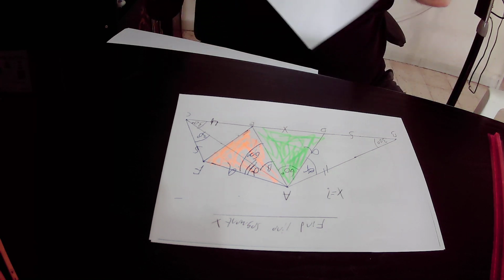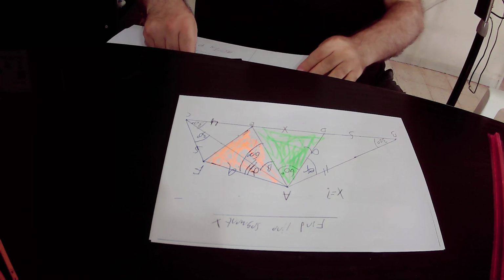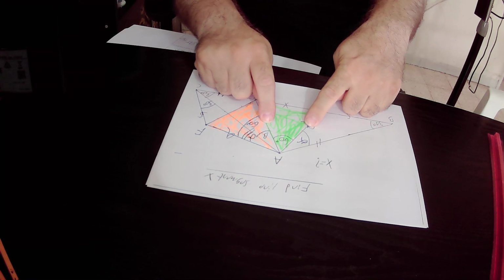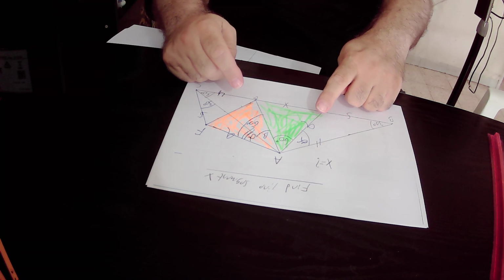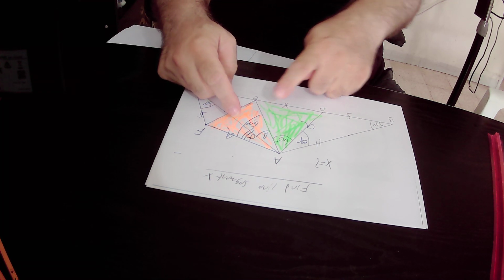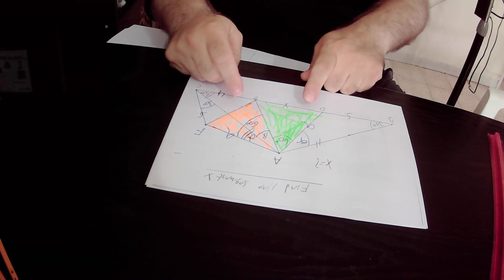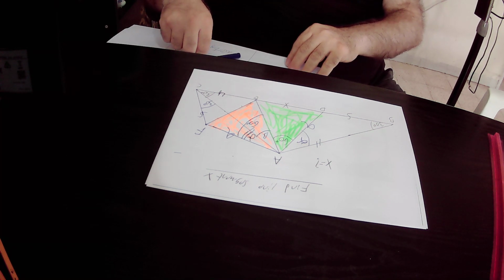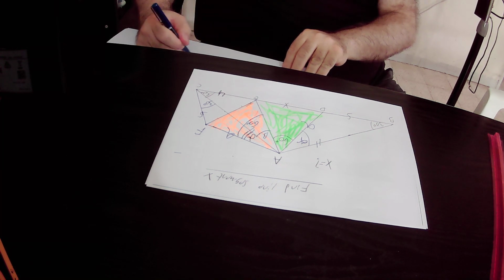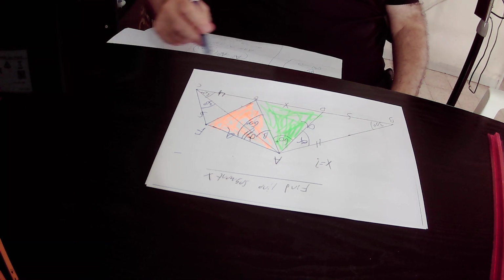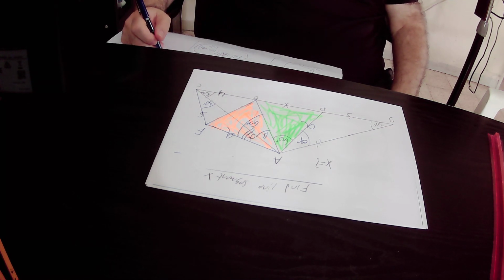Here I explain what I mean. Those two sides and the angle included between them in the green triangle are correspondingly congruent to those two sides and the included angle in the orange triangle. Therefore, the green triangle is congruent to the orange triangle according to the side-angle-side rule. And from the fact that those two triangles can go into each other, we'll conclude that side DE equals side EF.